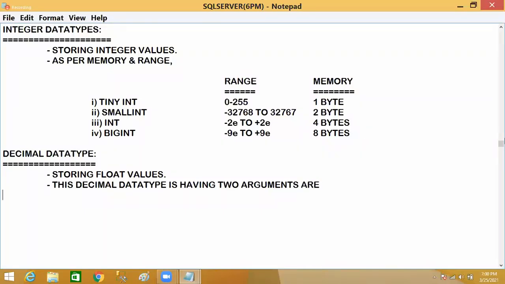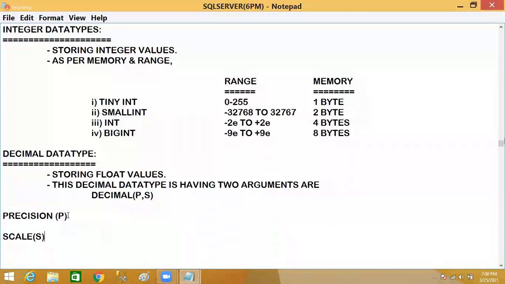What are the 2 arguments here? Let's see: decimal of p comma s. But guys, what are p and s? P stands for precision and S stands for scale.